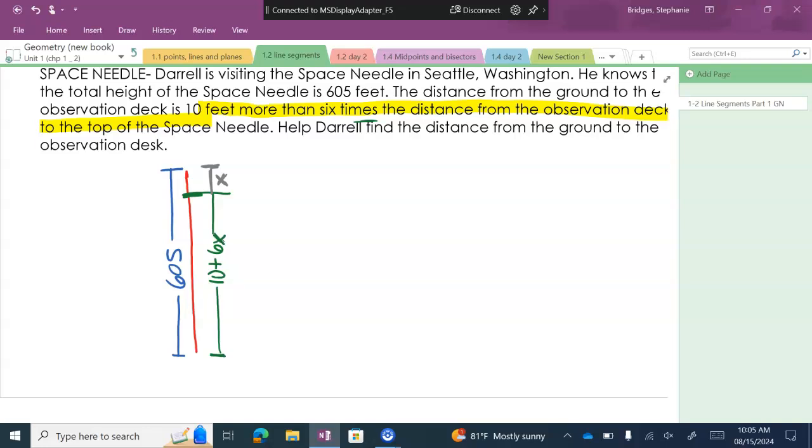So we want to take our two small pieces. We want to take x, let me write this down, plus your 10 plus 6x, or 6x plus 10, however you wrote that. Two small pieces, add, and set it equal to the whole. What's the whole thing again? 605. So take that equation and solve it. Two small pieces. X plus the other small piece, 10 plus 6x, equals the whole thing.